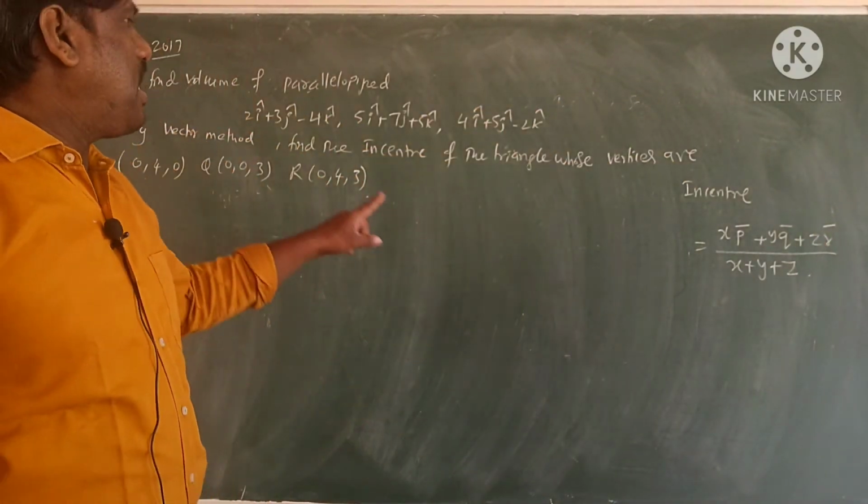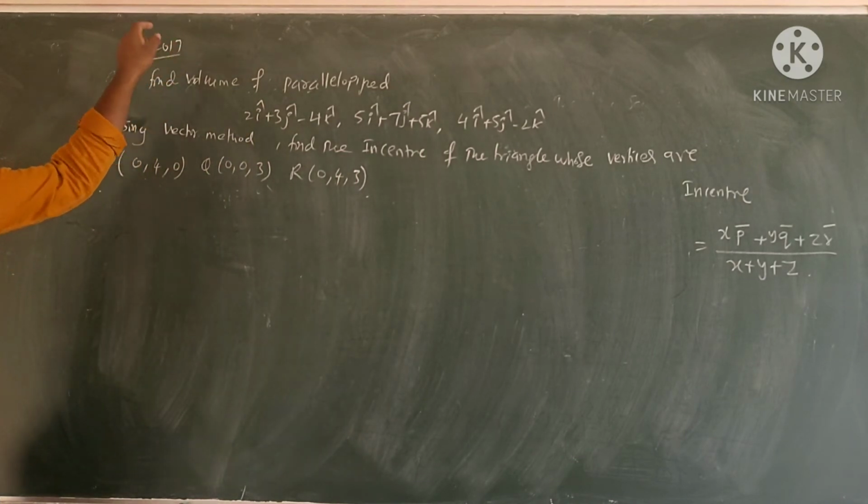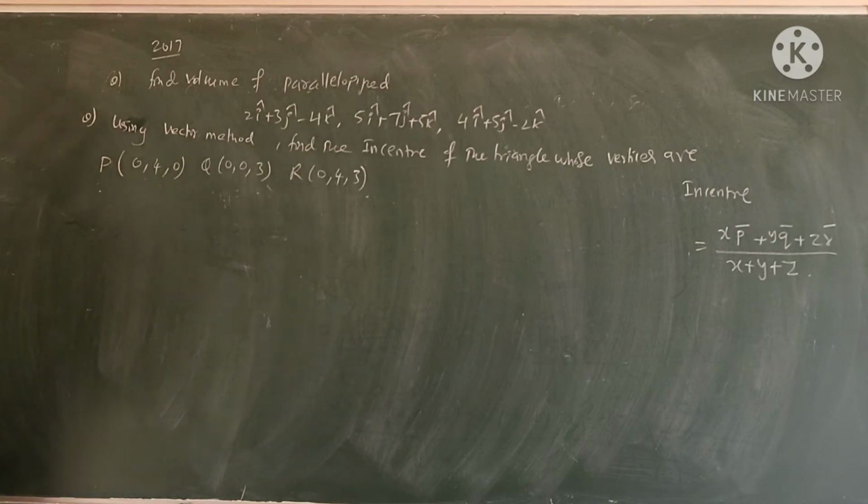See, volume of parallelepiped, yesterday I explained, you do it. These are 2017 questions. So this is already explained yesterday, you can do it. Now the next one I will explain. Using the vector method, find the incenter of the triangle whose vertices are given.